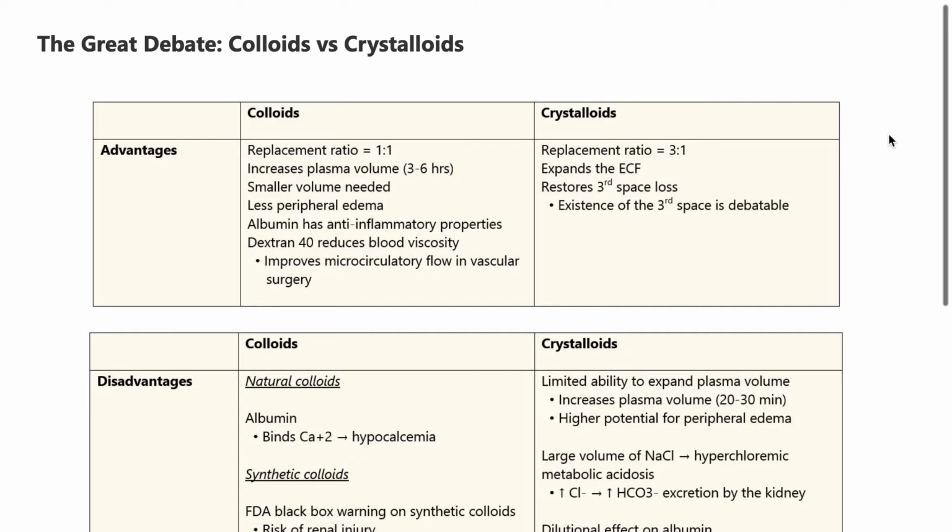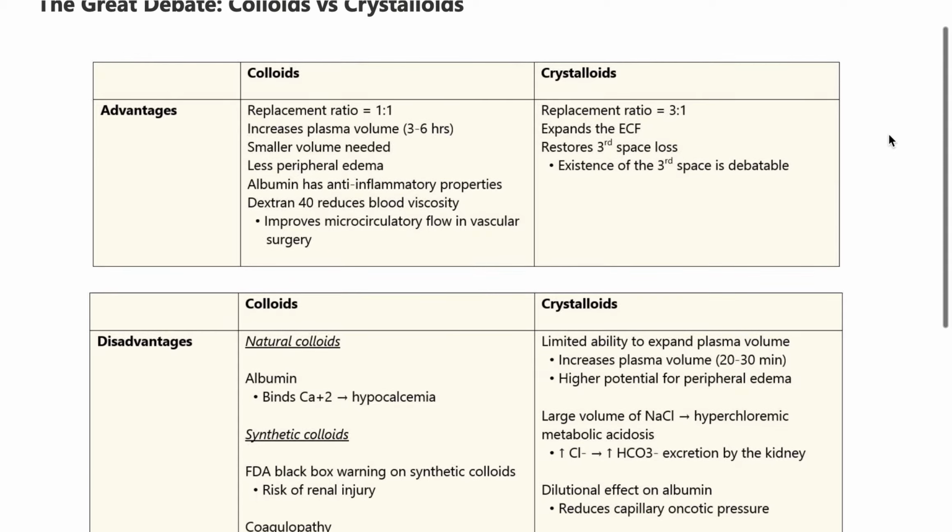The following covers crystalloids versus colloids. Advantages of colloids include that the replacement ratio is 1:1. It increases plasma volume for 3 to 6 hours. A smaller volume is needed. There's less peripheral edema. Albumin has anti-inflammatory properties, and dextran 40 reduces blood viscosity, which improves microcirculatory flow in vascular surgery. Crystalloid advantages include a replacement ratio of 3:1, and it expands the extracellular fluid and restores third space losses. The existence of the third space is debatable.